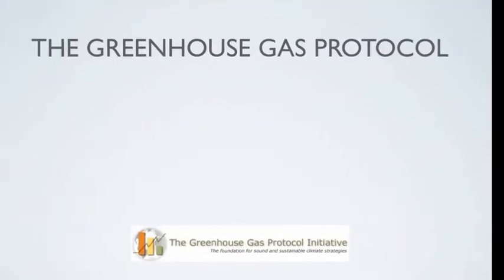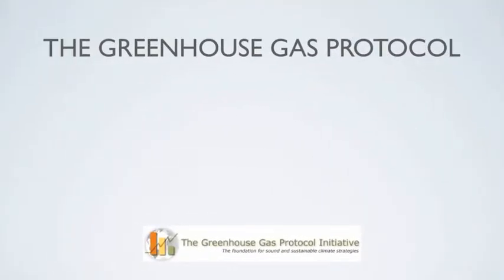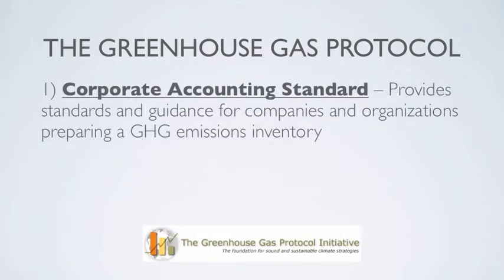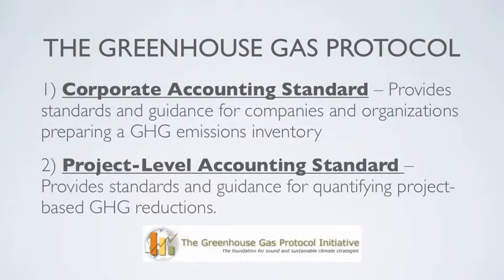The GHG Protocol has one protocol for calculating an organization's emissions, known as the corporate standard, and one for evaluating the effectiveness of emissions reduction projects, known as the project protocol. Both can be downloaded from the GHG Protocol website for free. Since this course is based on the corporate standard, you should familiarize yourself with it before moving on to the next lesson.